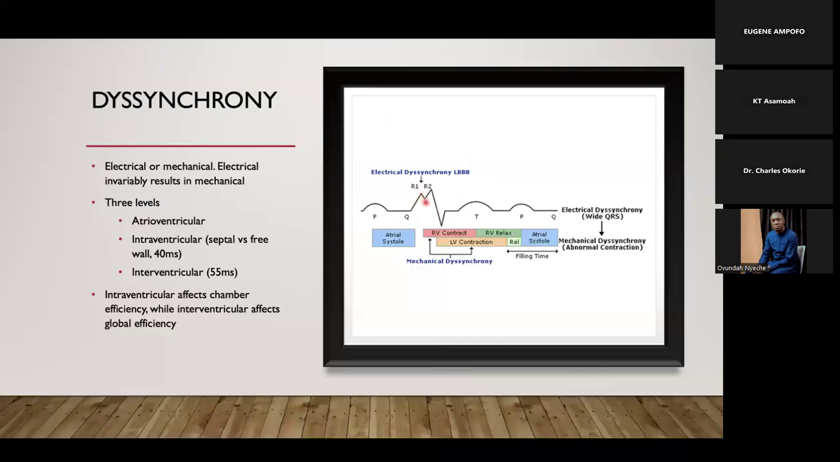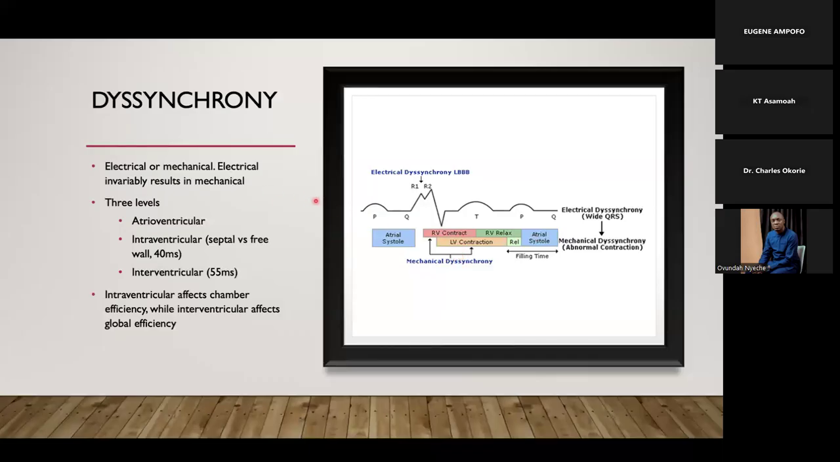So you see here that you have a broad QRS complex, and here it is showing where the RV is starting contraction, and it shows where the LV is starting. So there's quite a lag between the two. Then here, RV has finished contracting and is relaxing. LV is still in the contraction phase, and it starts relaxing over here just shortly before atrial systole. So that is where the mechanical desynchrony comes in.